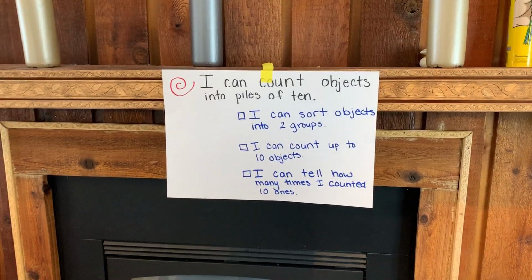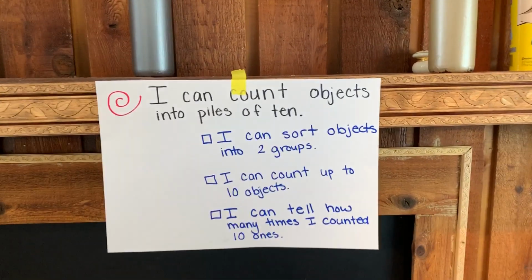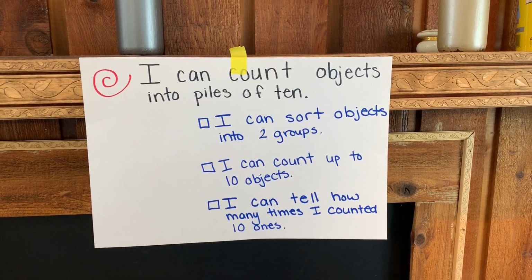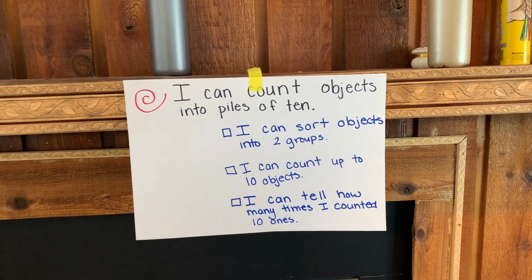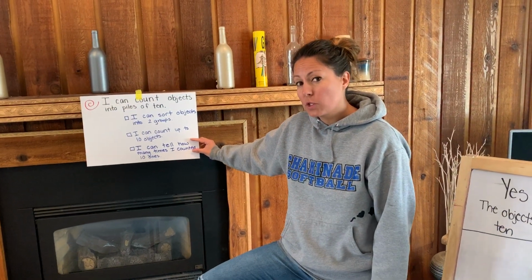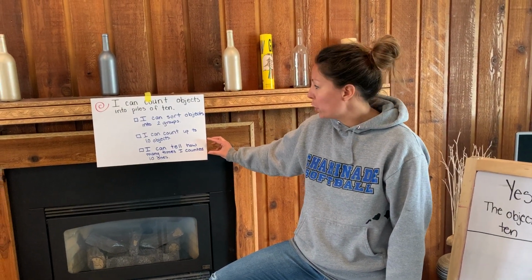I can sort objects into two groups. I can count up to 10 objects. I can tell how many times I counted 10 ones. So the last one, that's going to be our new skill that we're working on. So that's what we're going to work with today as a whole group.